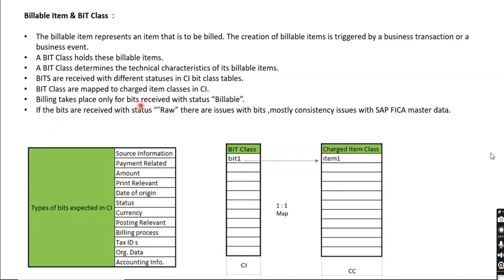Billing takes place only for a bit received with status billable. If it is not billable, if it is raw or accepted, then that item will never be billed. If bits are received with status raw, there are issues with the bit, mostly consistency issues with FICA master data. Some inconsistency issues, say it is sent to an incorrect business partner, or no business partner is sent at all. Maybe a business partner is sent but the contract account is not sent, or the business partner and contract are sent but a provider contract is sent which does not belong to them.